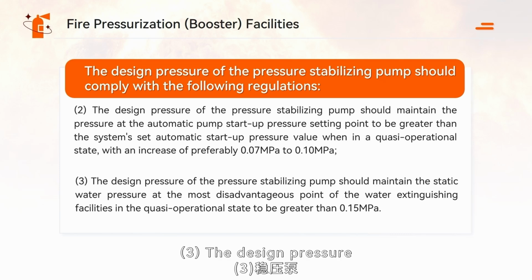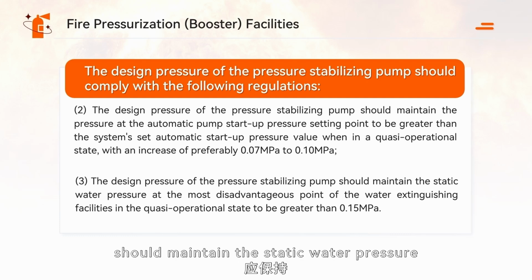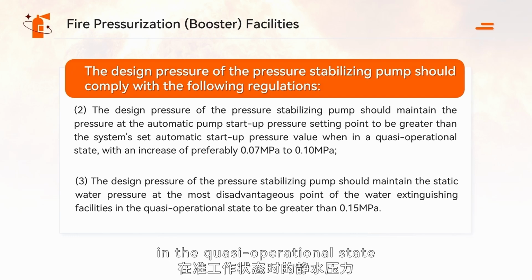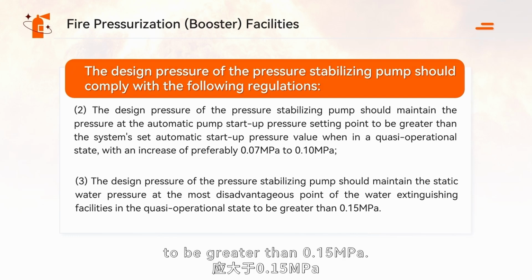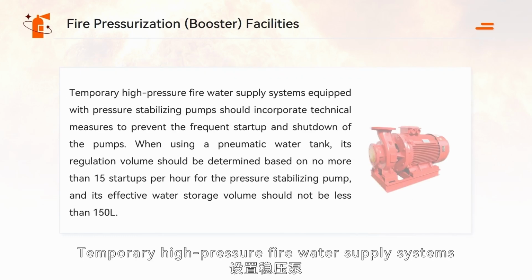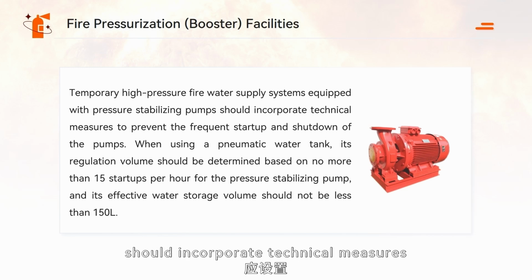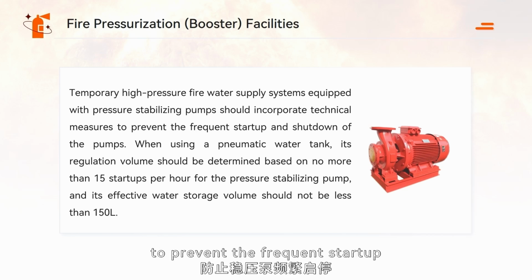3. The design pressure of the pressure stabilizing pump should maintain the static water pressure at the most disadvantageous point of the water extinguishing facilities in the quasi-operational state to be greater than 0.15 megapascals. Temporary high-pressure fire water supply systems equipped with pressure stabilizing pumps should incorporate technical measures to prevent the frequent startup and shutdown of the pumps.